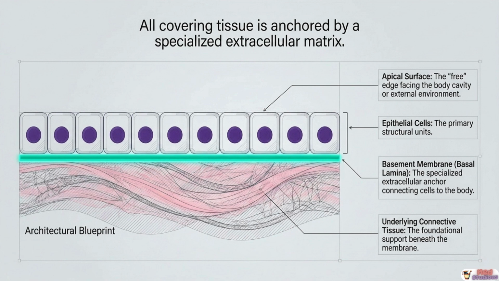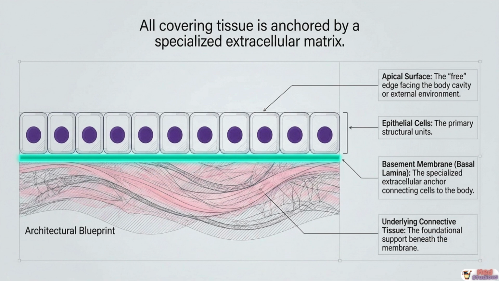At the bottom, anchoring the whole structure, is the basement membrane, also called the basal lamina. This is a specialized extracellular matrix, a thin but incredibly important sheet made primarily of collagen type 4 and laminin. The basement membrane is not just a passive anchor. It regulates cell polarity, controls the diffusion of molecules, and plays a vital role in tissue repair and regeneration. When epithelial cells become cancerous, one of the earliest and most critical events is their invasion through the basement membrane, a marker clinicians use to distinguish between in situ and invasive carcinoma.